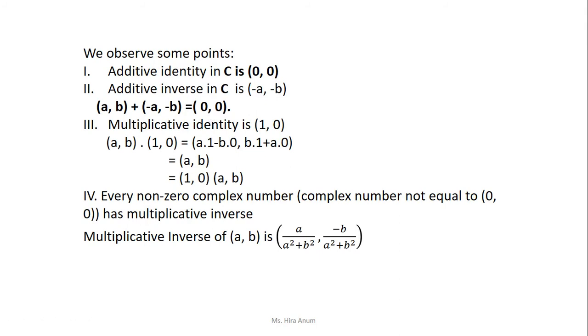In multiplication, identity is (1, 0). If we have (a, b) multiplied with (1, 0): a multiplied with 1 minus b multiplied with 0 gives a, and a multiplied with 0 plus b multiplied with 1 gives b. So we can write (1, 0)(a, b). We can multiply the ordered pair (1, 0) and (a, b). Both give us the same answer.